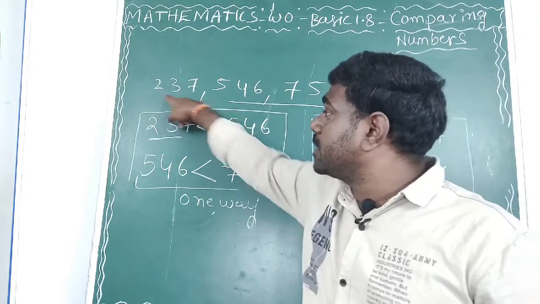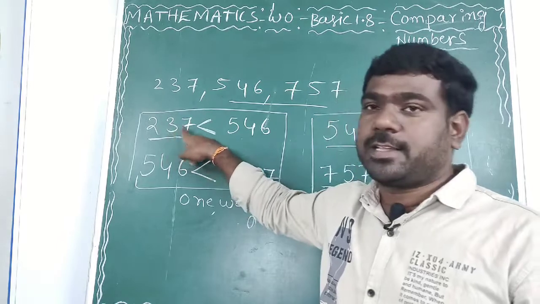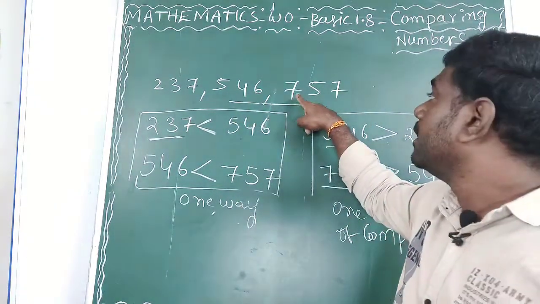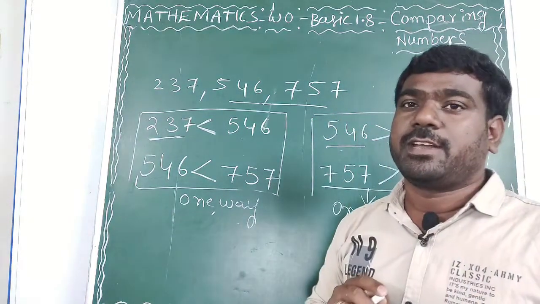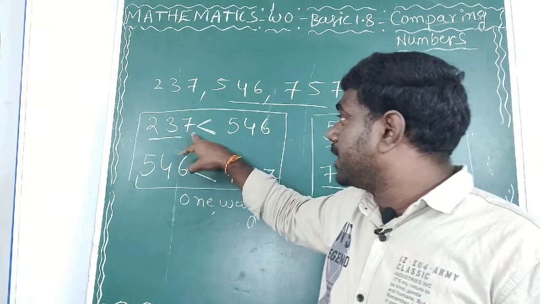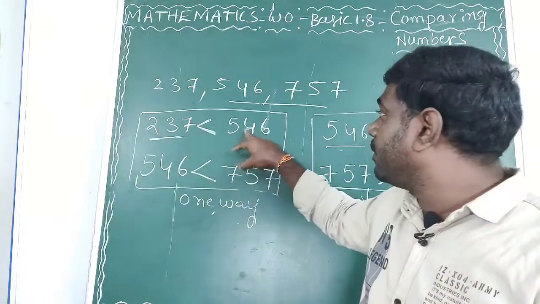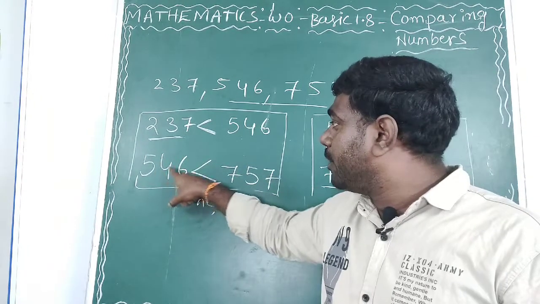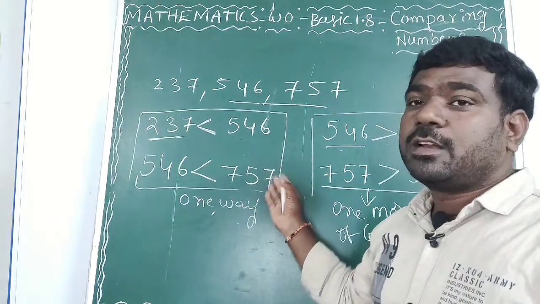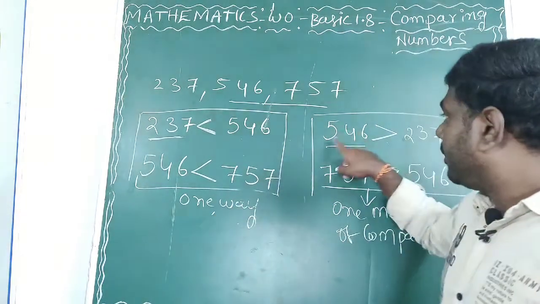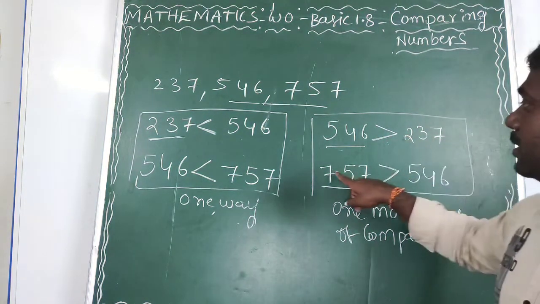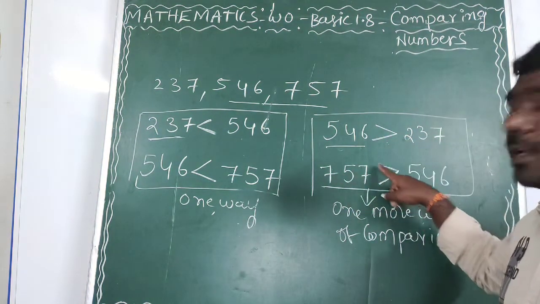Now first number is what here? 237. Second number is what here? 546. Third number is what here? 757. Okay. Now 237 is lesser than 546. 546 is how it is? Lesser than 757. Now reverse. 546 is greater than 237. 757 is greater than 546.